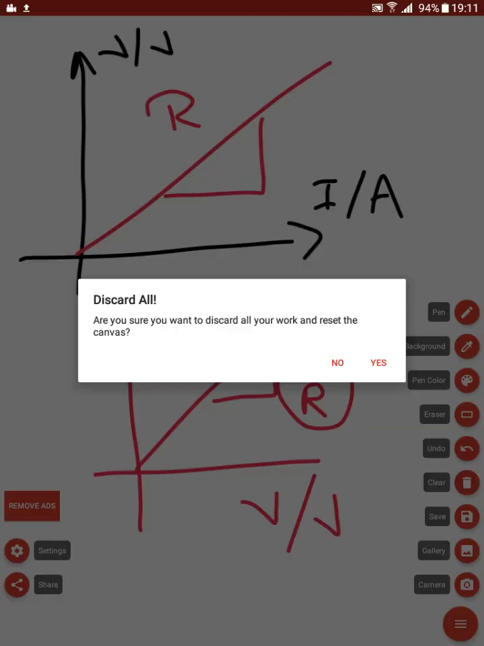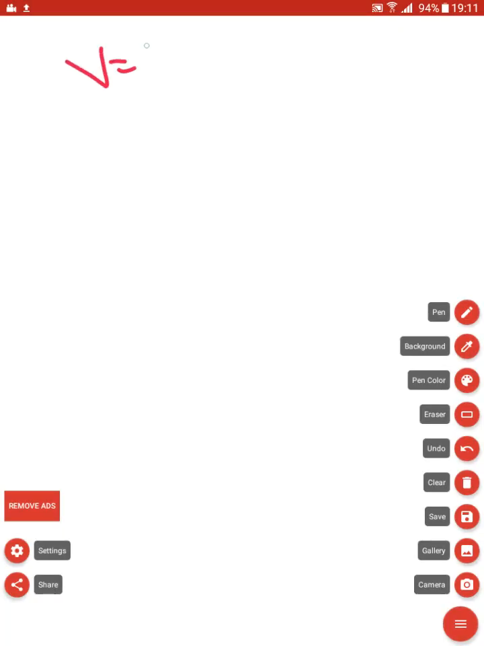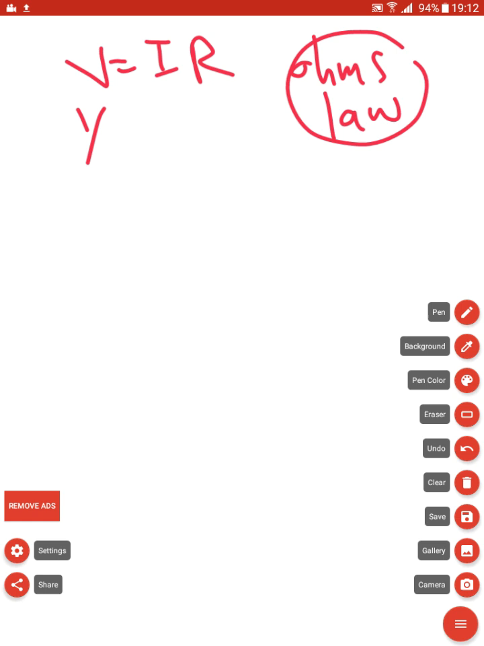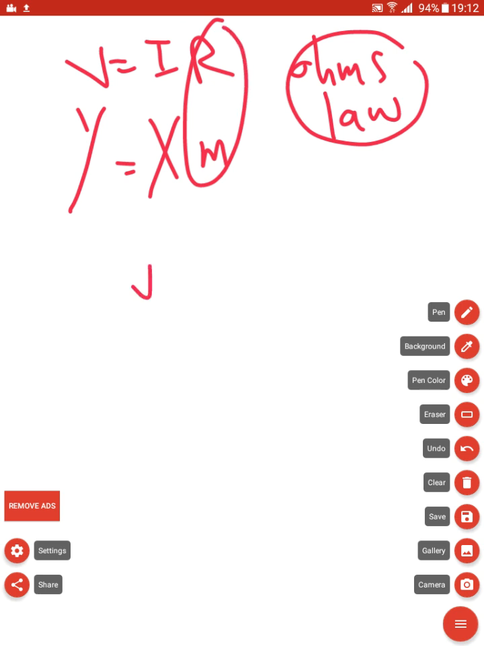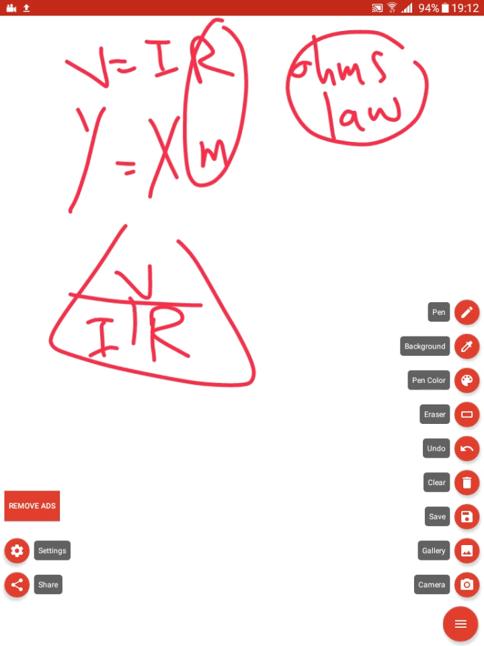Why? Because V equals I times R, which is Ohm's law. V on the y-axis equals current on the x-axis times R, so the gradient is R. Okay? V equals IR, which is Ohm's law.